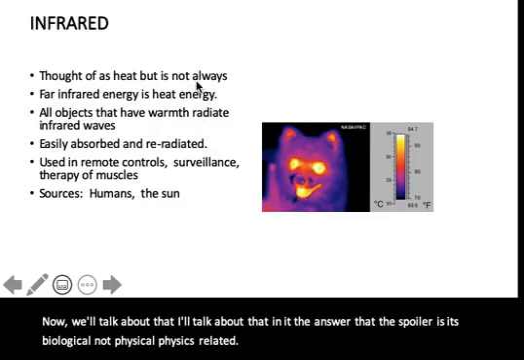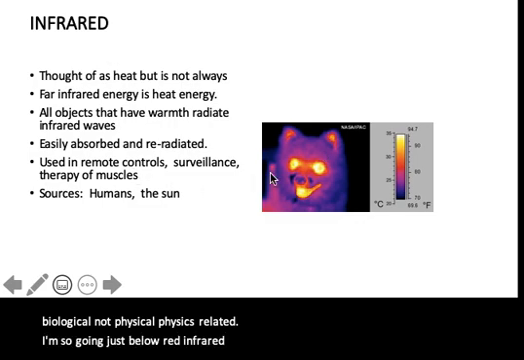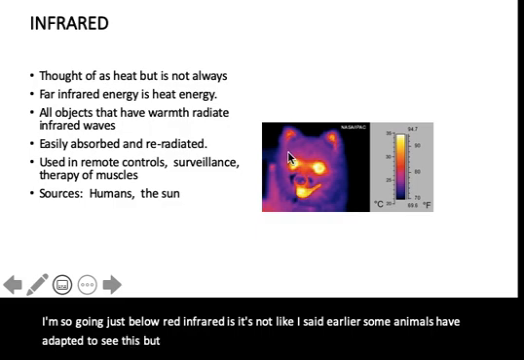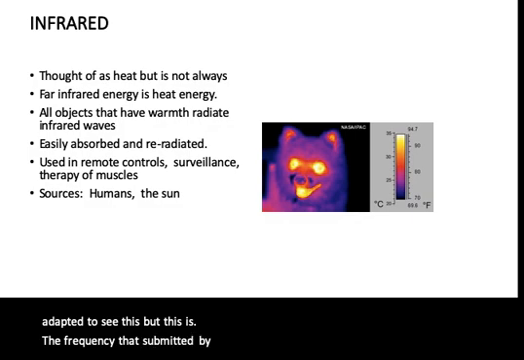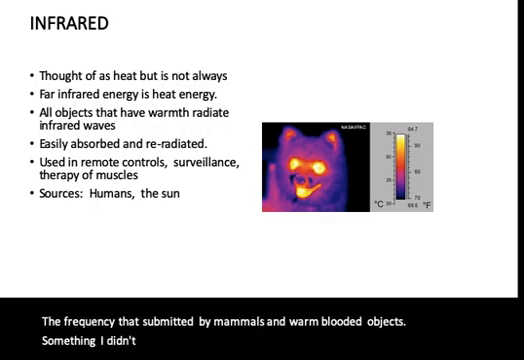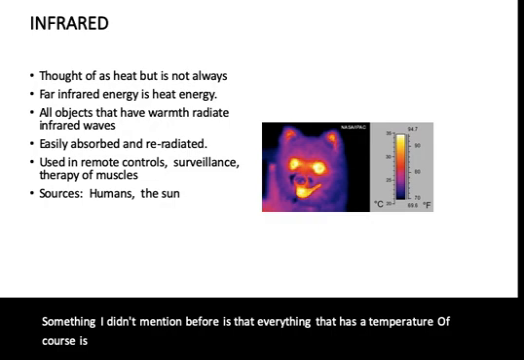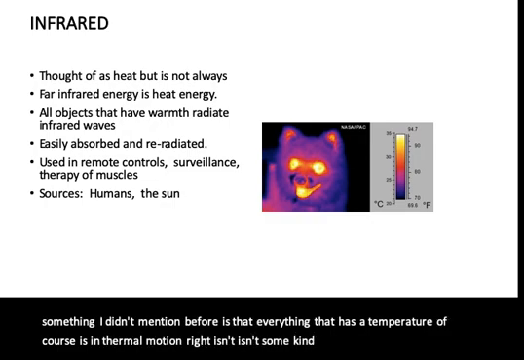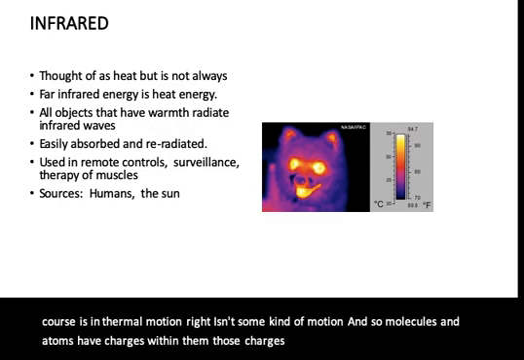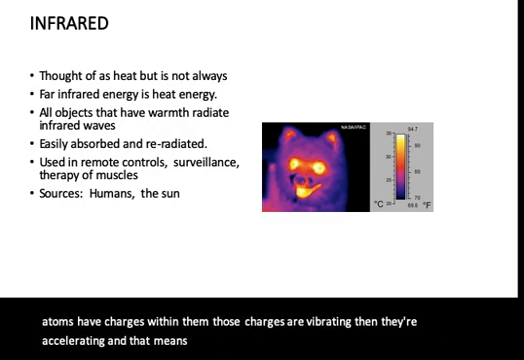So going just below red, infrared, like I said earlier, some animals have adapted to see this, but this is the frequency that's emitted by mammals and warm-blooded objects. Something I didn't mention before is that everything that has a temperature is in some kind of thermal motion, and molecules and atoms have charges within them. If those charges are vibrating, then they're accelerating, and that means that everything that has temperature in the universe is actually emitting some electromagnetic radiation.